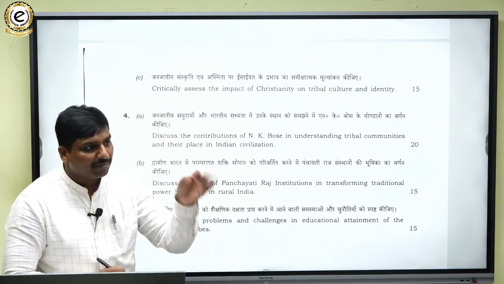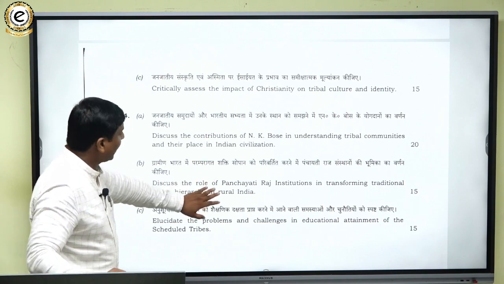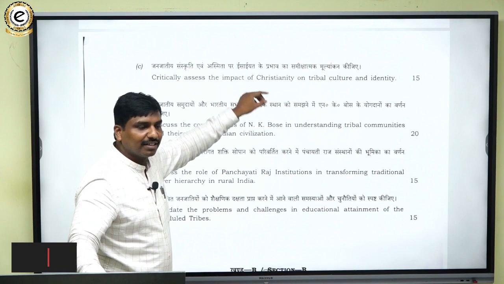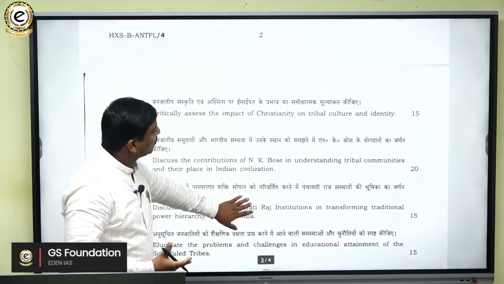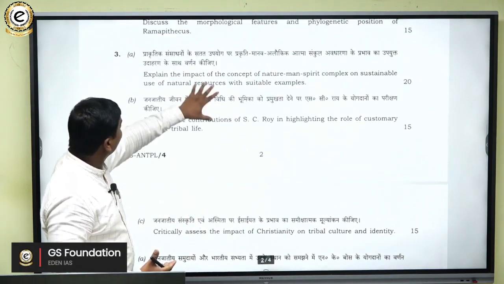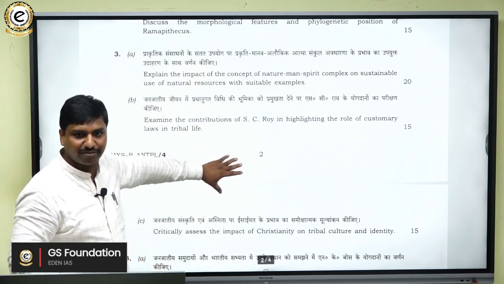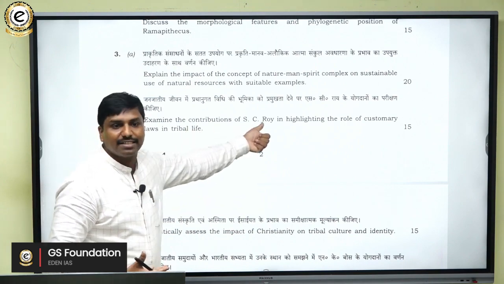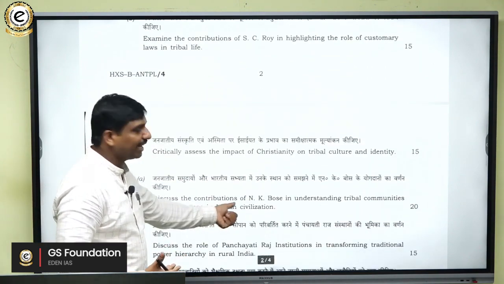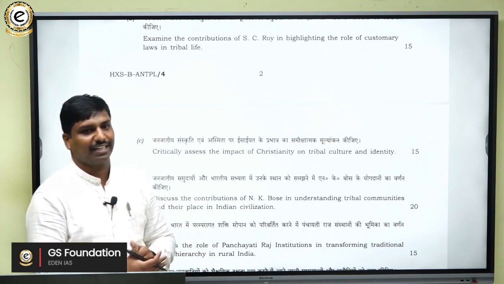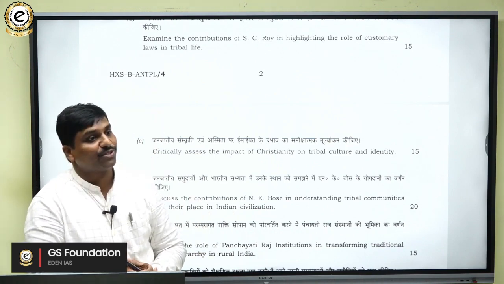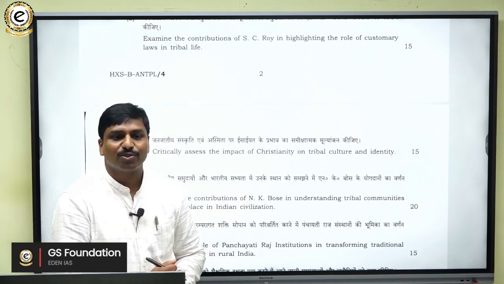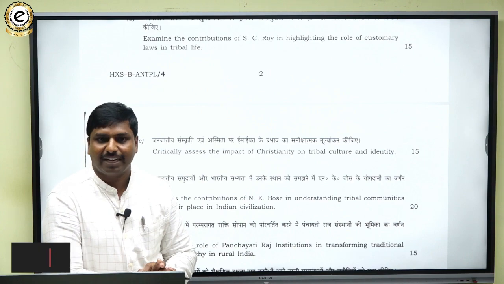For that point of view, see here: discuss the contributions of N.K. Bose. There we have a choice of questions. You have to write at least two questions, that means question number 3 or question number 4. In one he is asking about S.C. Roy, in the other about N.K. Bose. Here also there is an extra advantage. If you happen to miss reading about S.C. Roy, at least you might be reading about N.K. Bose, Nirmal Kumar Bose. So that's how it would be advantageous.